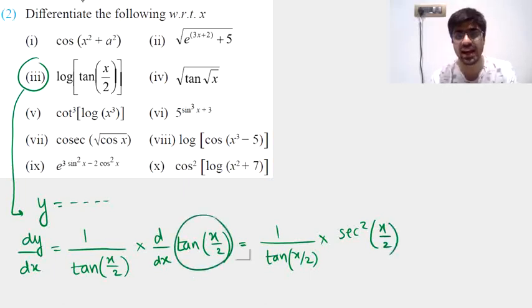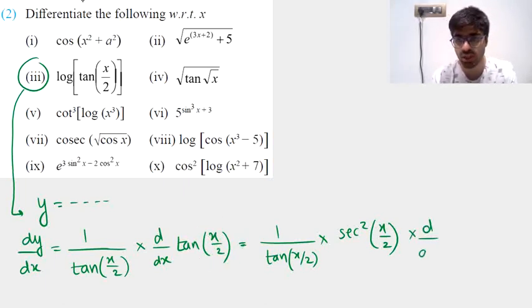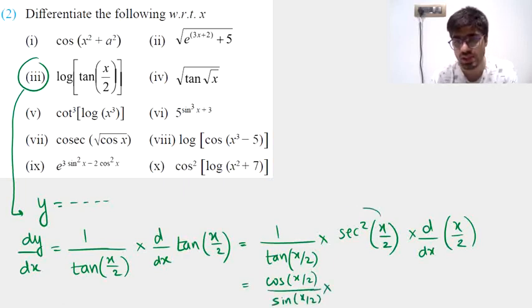But again, when you say tan x by 2, it's like tan x. So in place of x, you had x by 2. So you need to further multiply this with d by dx of x by 2. 1 by 2 comes out as a constant and d by dx of x will be equal to 1. So we finally have 1 upon tan x by 2. I'll prefer to write it in terms of cos and sine. So 1 upon tan will be cot, which can be written as cos x by 2 upon sine x by 2. Sec square x by 2 can be written as 1 upon cos square x by 2.